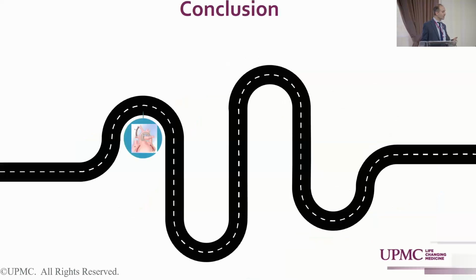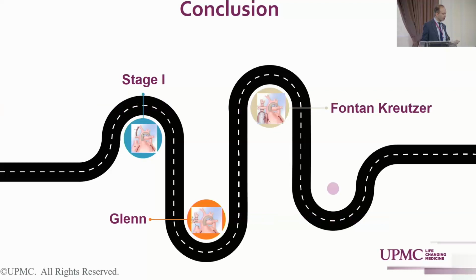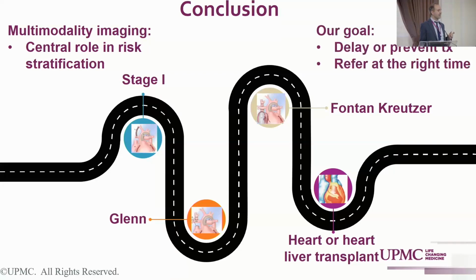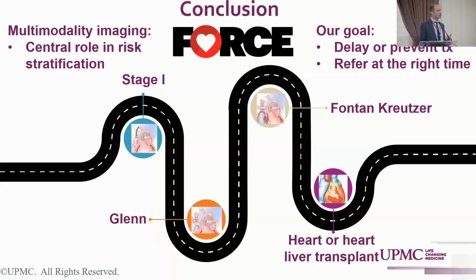So to conclude, we covered a lot of ground today. We looked at the single ventricle roadmap, and we mentioned that imaging plays a central role here in risk stratification and also in detecting complications, in this case, native aortic thrombus, and that our goal is to delay or prevent transplantation and refer at the right time. Also, multi-institutional collaborations are essential, and we mentioned the example of FORCE, and there's also the Fontan Outcomes Network that Dr. Opatowski leads.